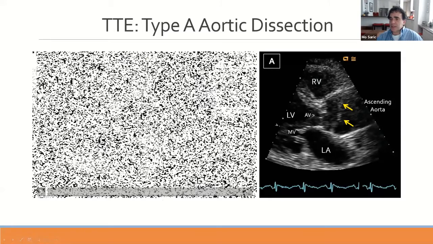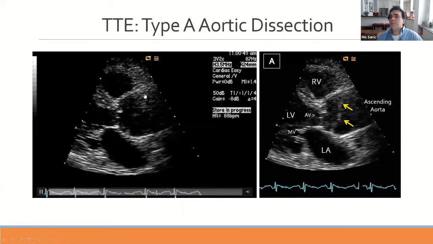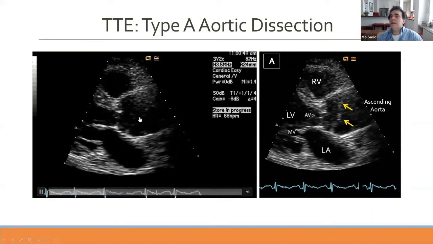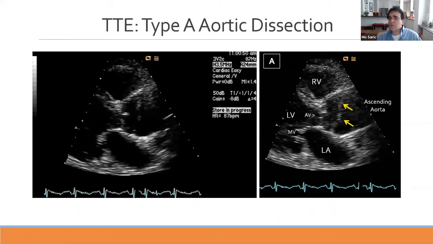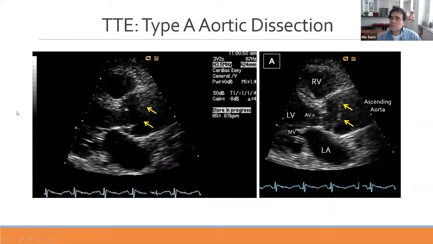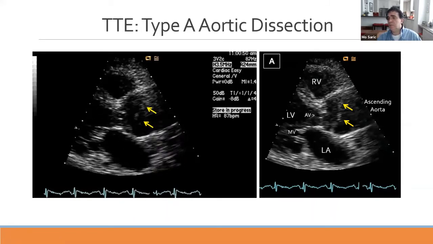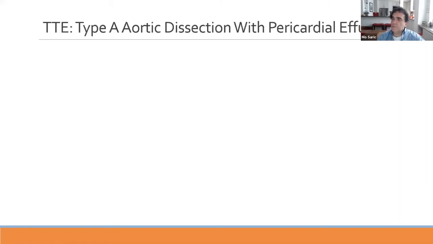type A dissection. And again, here in a moving image, you can see independently mobile linear echo density undulating in the aortic root consistent with the dissection flap of a type A aortic dissection. Again, arrows point to the dissection flap of a type A aortic dissection on transthoracic echocardiography.